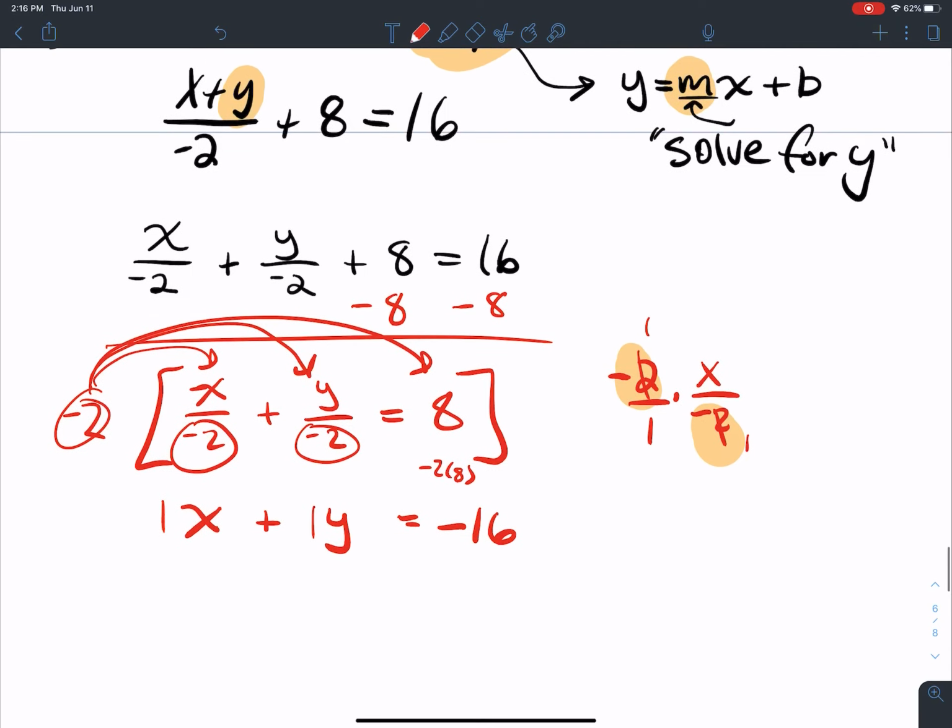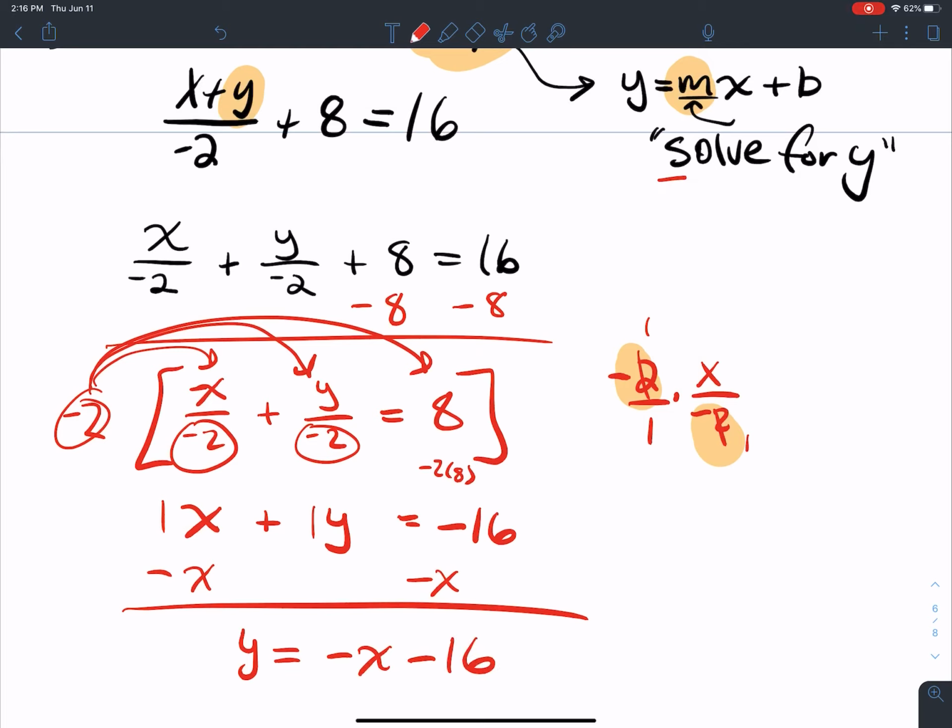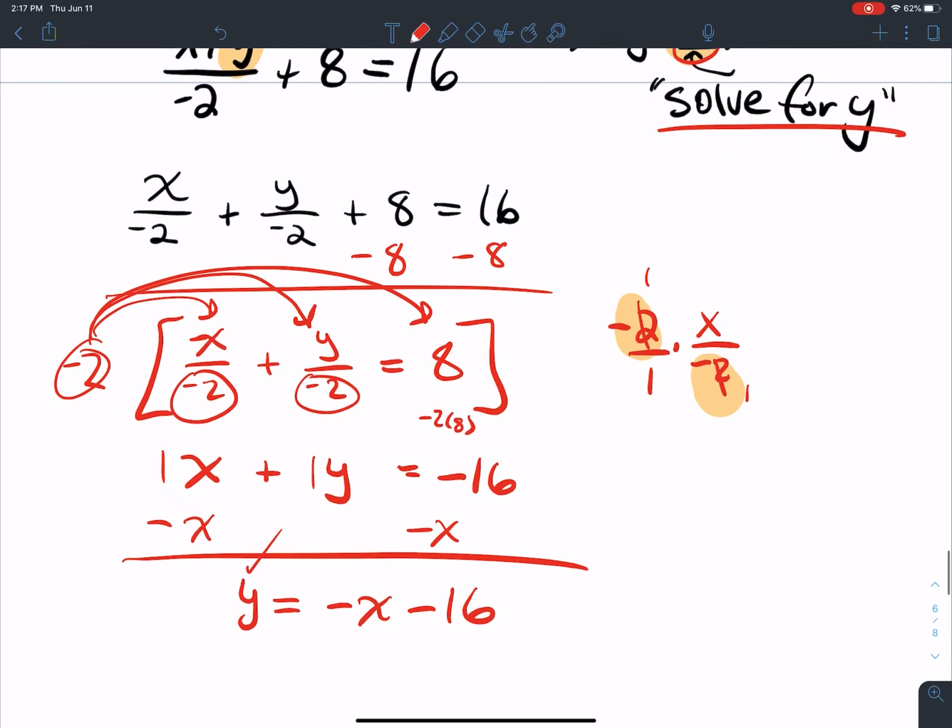Okay, to solve for y, I'm going to subtract x from both sides. So y is equal to negative x minus 16. So solving for y, I've done that. What's the slope? It's the number in front of the x variable. What's the number in front? It's negative 1. So m is equal to negative 1. So my slope for this problem is negative 1.